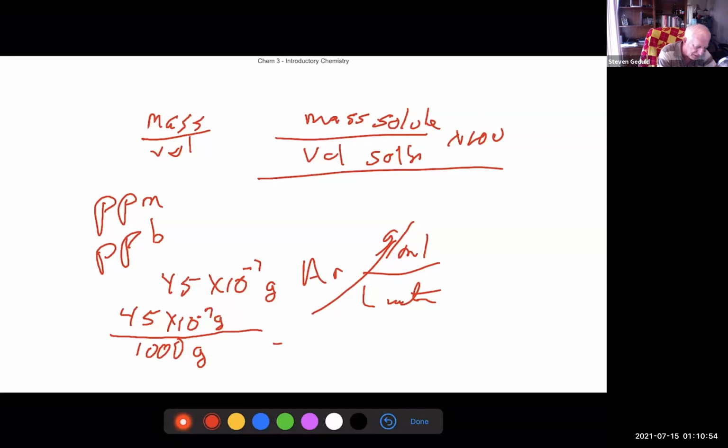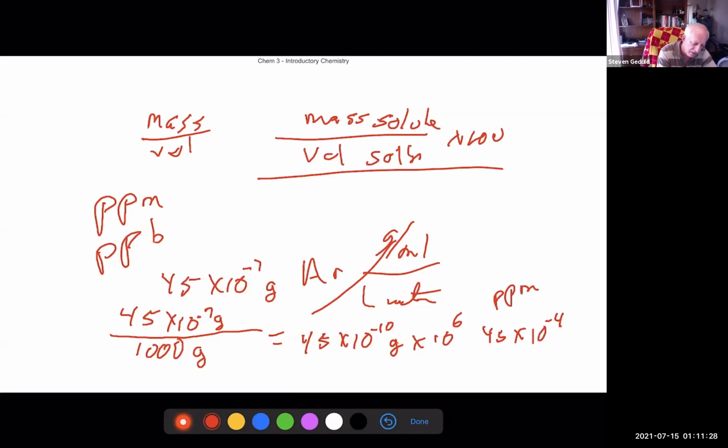So our expression is going to be 45 times 10 to the minus 7, divided by 10 to the third, which makes it 10 to the minus 10 grams. Now you want to express that in parts per million. A million is 10 to the 6, so we just times 10 to the 6. And that gives us 45 times 10 to the negative 4. And that's parts per million.